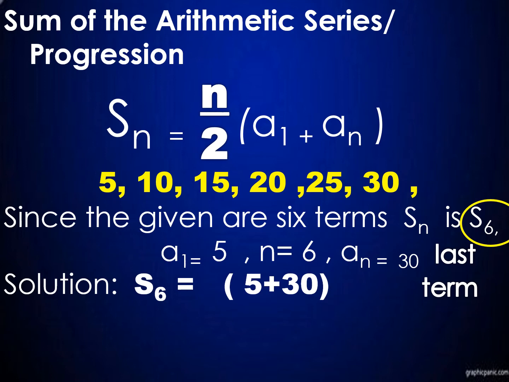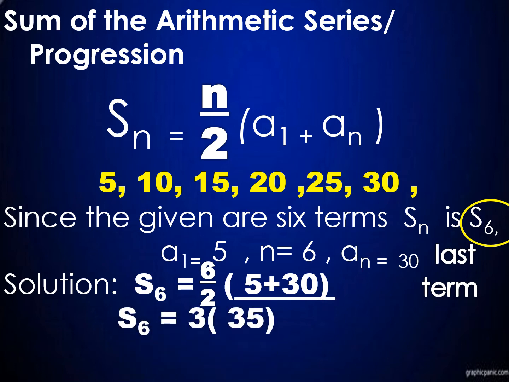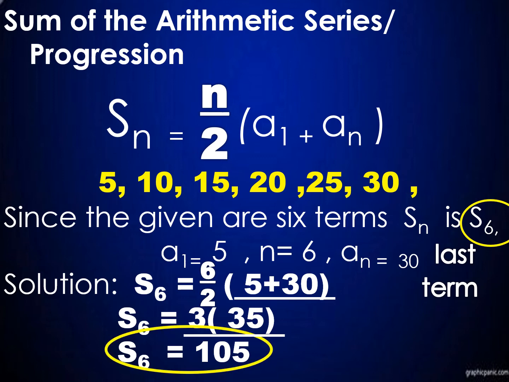Now, let us show the solution. S sub 6 is equal to 6 over 2. So, nag-substitute tayo ng mga values. Then, yung 5, yung first term mo, plus the last term, that is 30. So, after you substitute all the values, simplify mo lang. 6 over 2 is 3 times 35. Then, you have S sub 6 is equal to 105. So, the same answer ang makukuha mo using the formula.